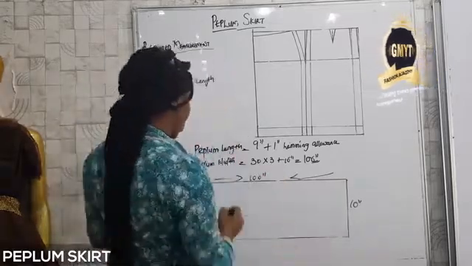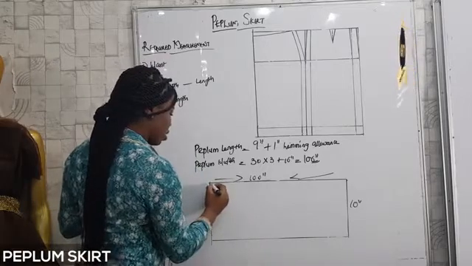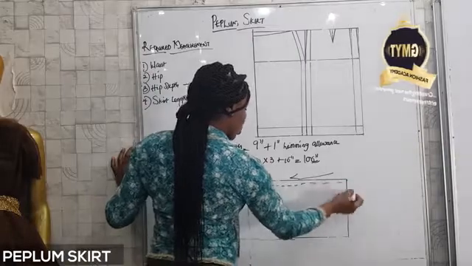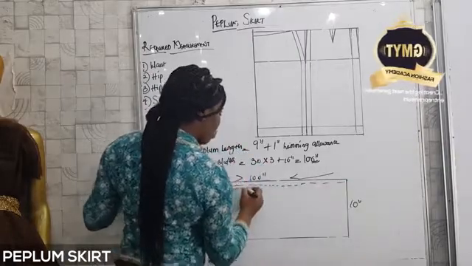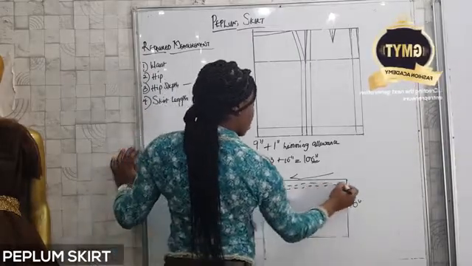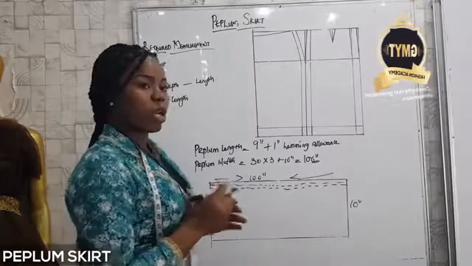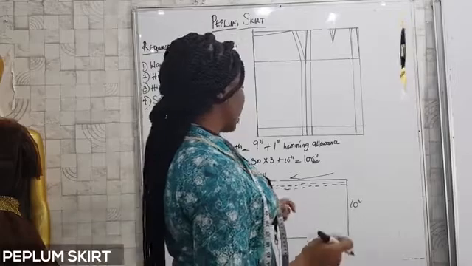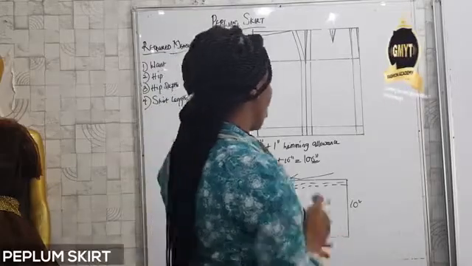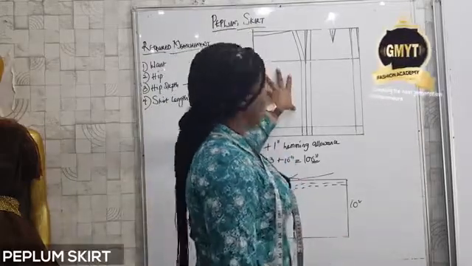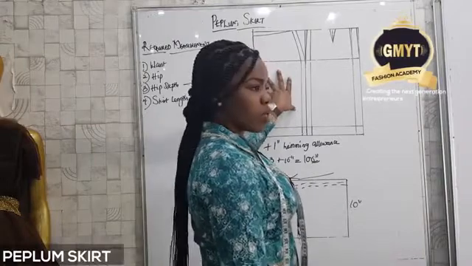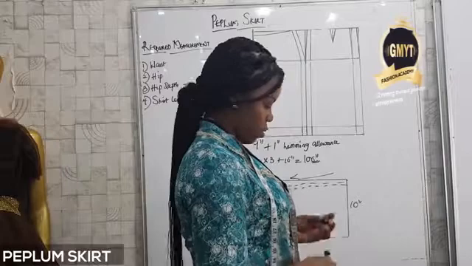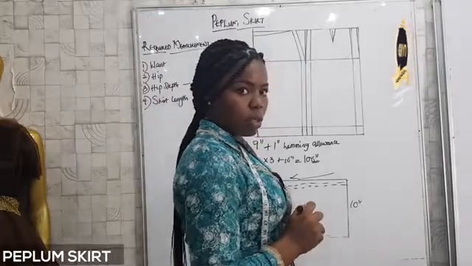Next, you rule your 0.25 line at the widest part, all the way, 2 times, just as we did for the gathered skirt. And then you sew the gathers. Don't forget to adjust your sewing machine. Sew gathers and pull. After pulling, sew your basic or pencil skirt first before attaching the peplum. I'll be showing you that in the next video. If you have any question, you can ask.